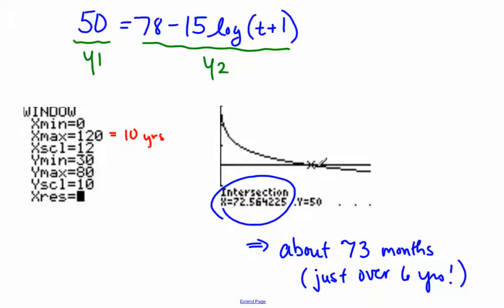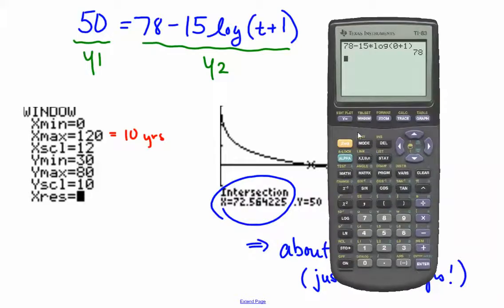Now on the y's, a lot of times I start at 0, but for this one, because the logarithmic function here is a very slow decline, that's too much space and I don't see it very clearly. So I said, well, 30% of the test to 80% of the test. That would give me a nice window around the 50.